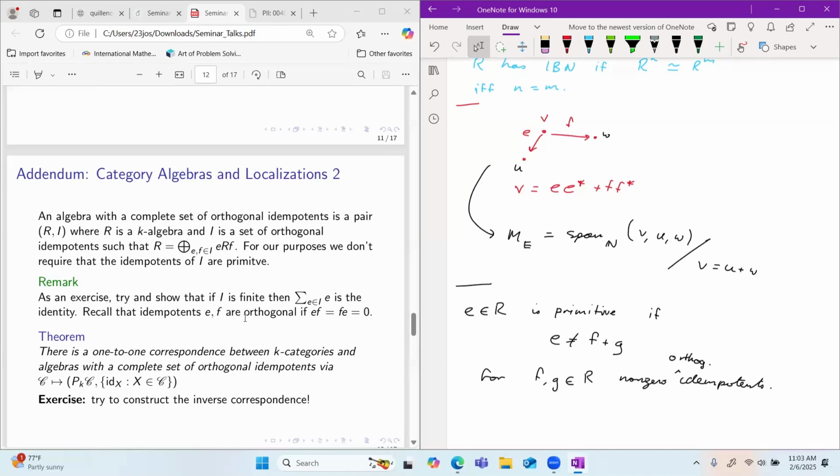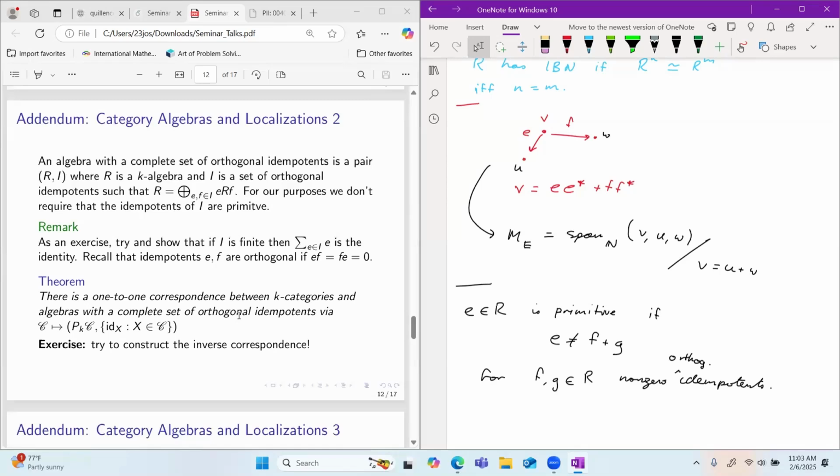And here's a condition for what orthogonal means. I think I've mentioned it already. Forgive me if I haven't. And the theorem here is that there's a one-to-one correspondence between K categories and algebras with a complete set of orthogonal idempotents via this correspondence here.